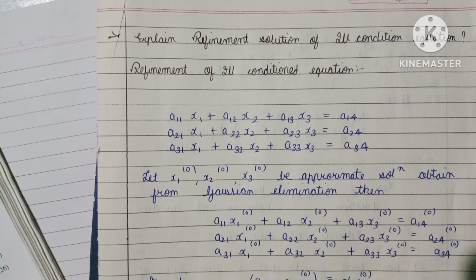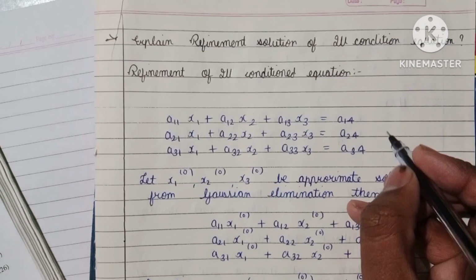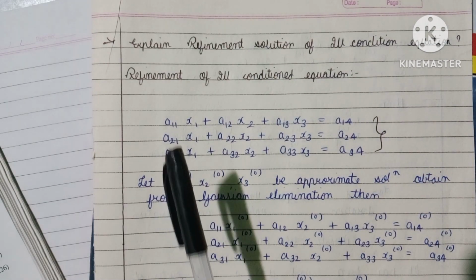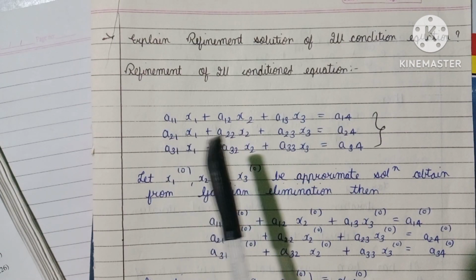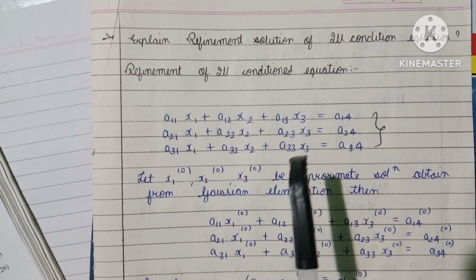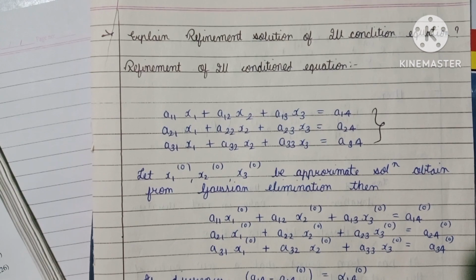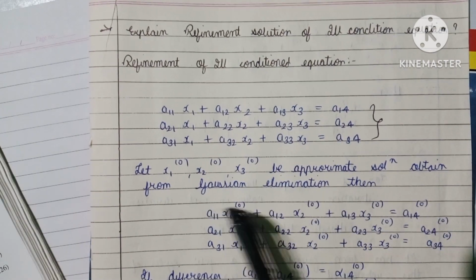An ill condition equation is an equation in which all the elements of a matrix are less than a predefined value of E. So the refinement of ill condition equation is: let us say we have three equations which contain a11 a12 a13, a21 a22 a23, a31 a32 a33 as elements and a14 a24 a34 as the right side elements. Now let x1 of 0, x2 of 0 and x3 of 0 be the approximate solution obtained from Gaussian elimination.